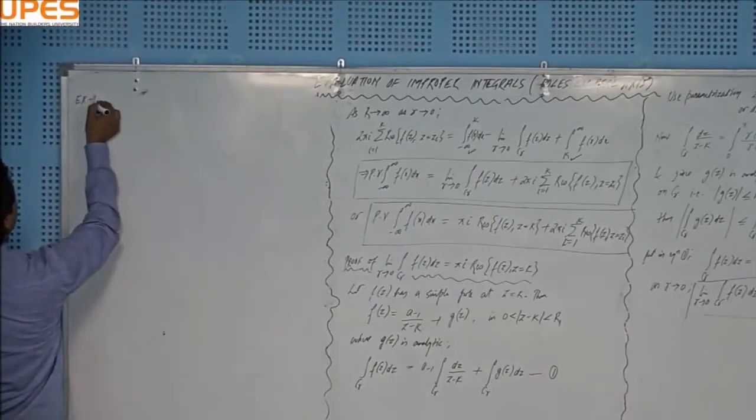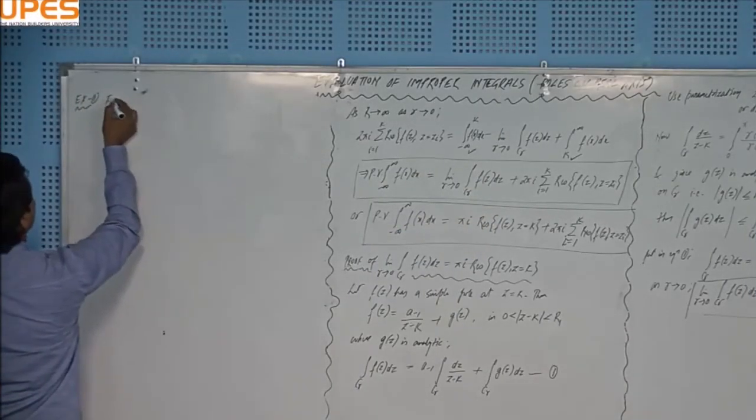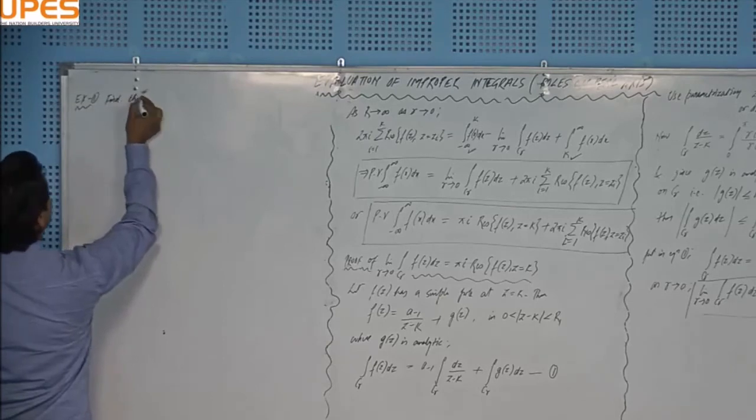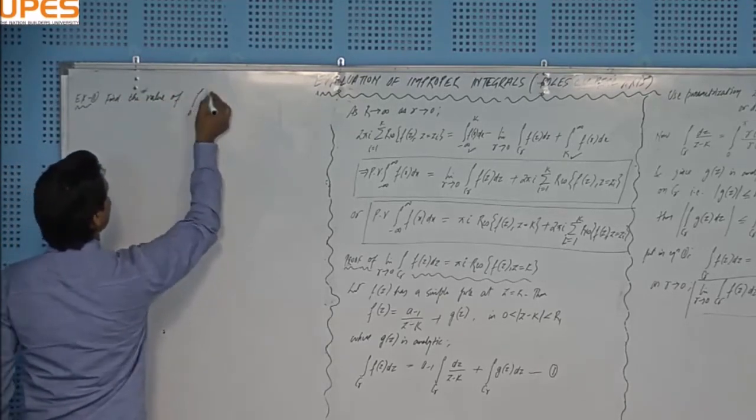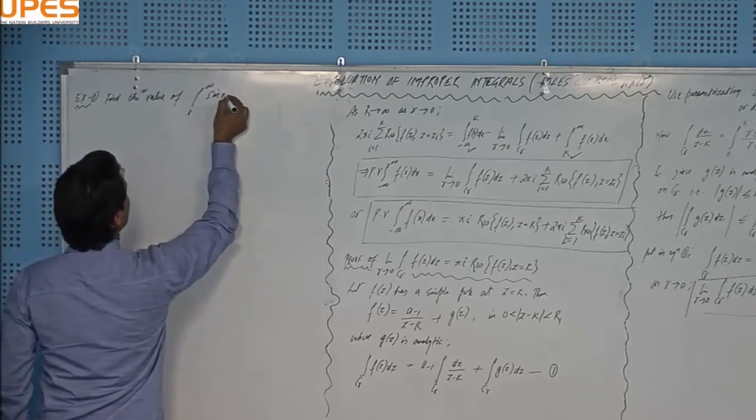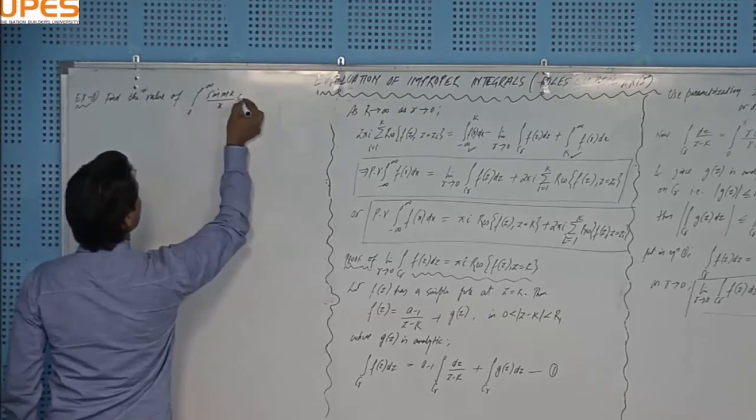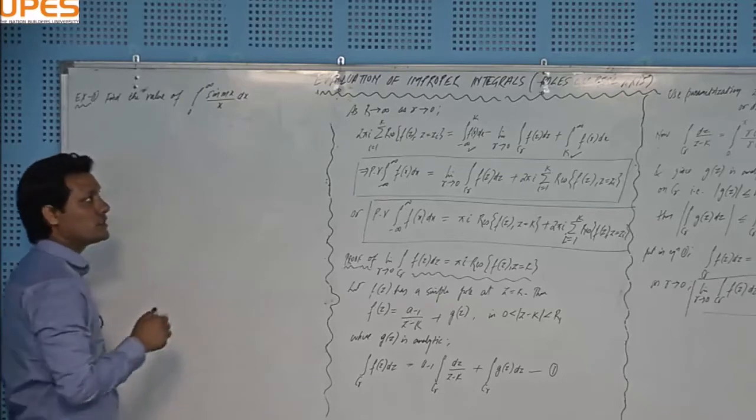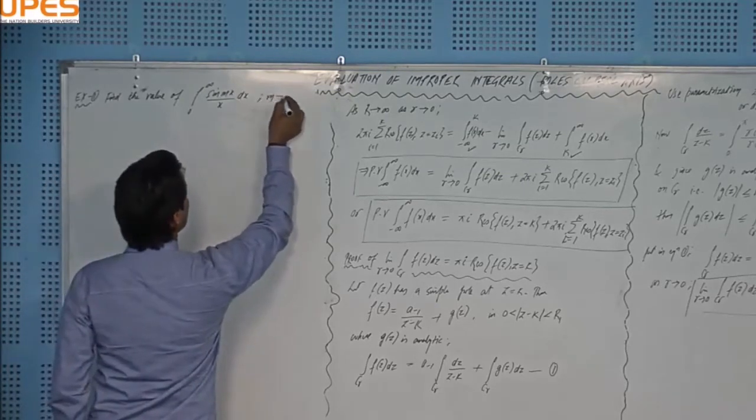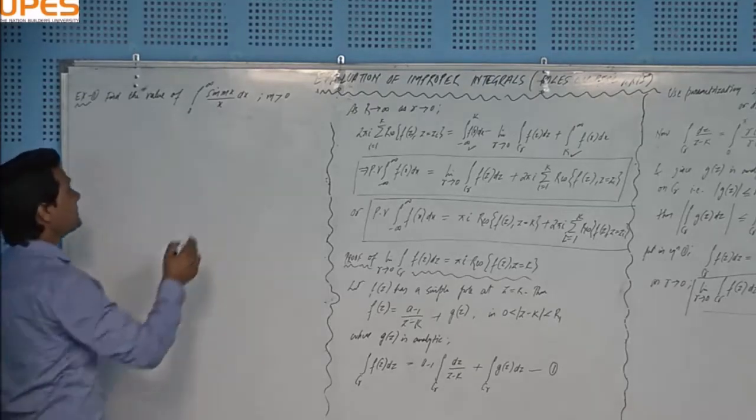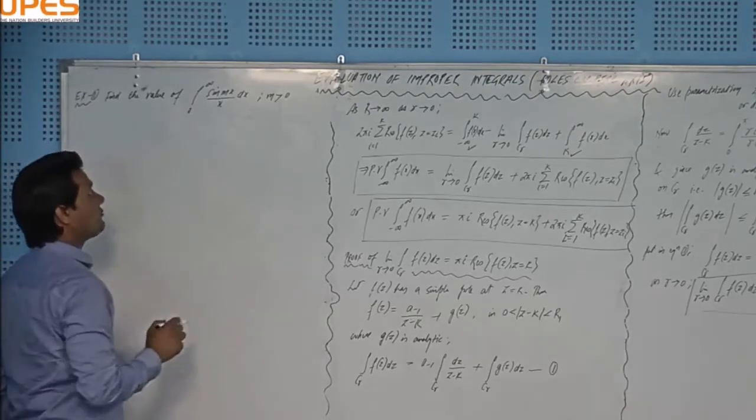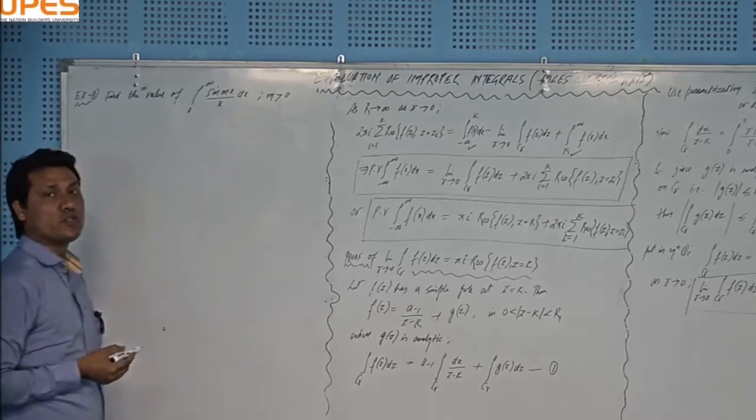Taking the first example, find the value of the integral from 0 to infinity of sine mx over x dx, where m is greater than 0. So we see that we have this sine function here, and we'll replace this function by an exponential function.